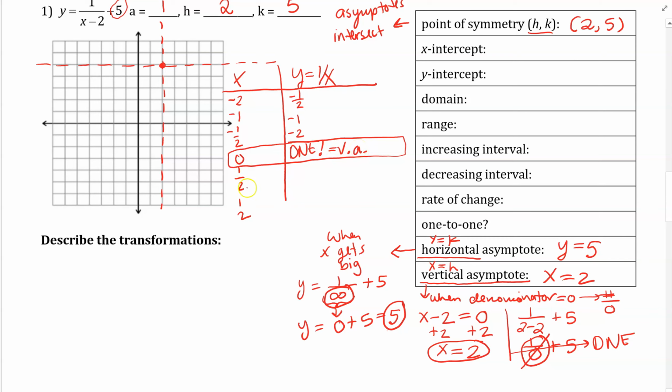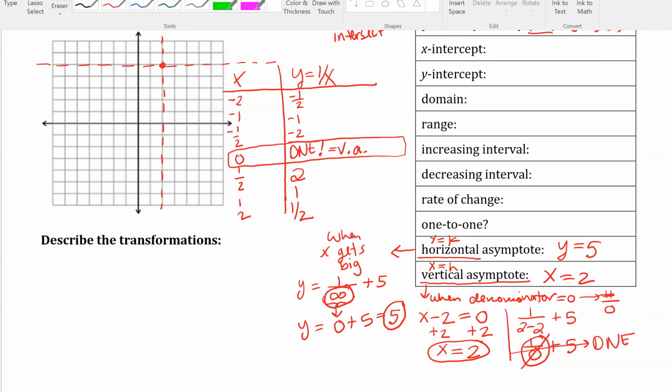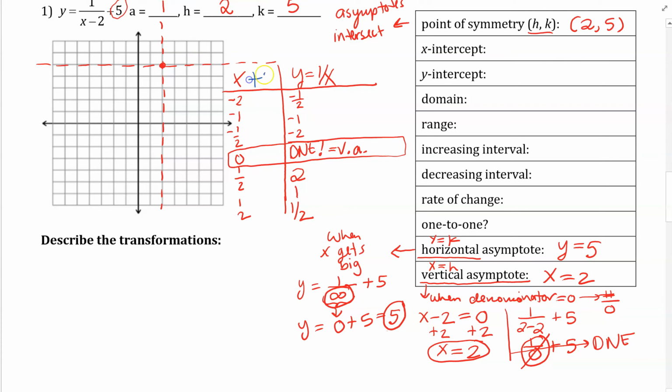And then when x is a fraction, you flip that over, you get y as a whole number. Reciprocal of 1 is 1, reciprocal of 2 is 1/2. So these are the x and y values from the parent function that we looked at a moment ago. And what I'm going to do is add h to all the x's, multiply a to all the y's, and add k. So I just add 2 to all of these x's. And then I add k to all of the y values.